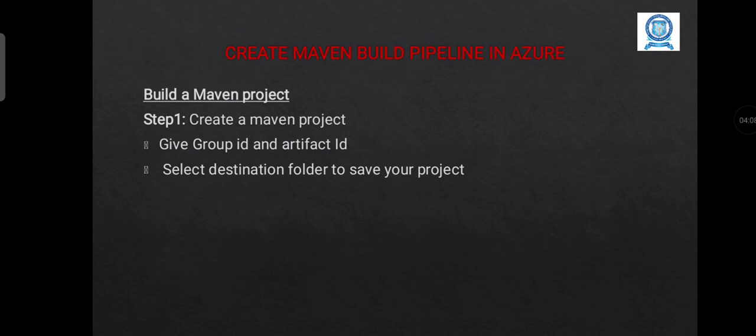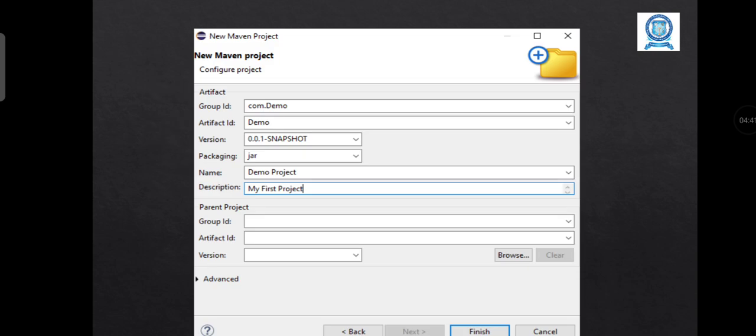Now let us see how to build a Maven project inside our Azure DevOps. For that, we have to create a Maven project. The better recommended platform to develop a Maven project is Java Eclipse. So open Java Eclipse and give the option to create a simple Maven project, where a window will be opened, where we have to give the group ID and artifact ID, and we have to select the destination folder where we want to save our project. This is the window that will be opened while we create a simple Maven project. Here we have to give the group ID, artifact ID.